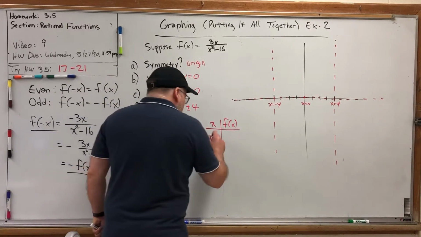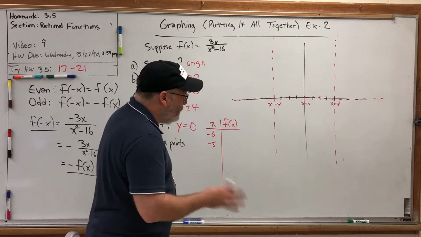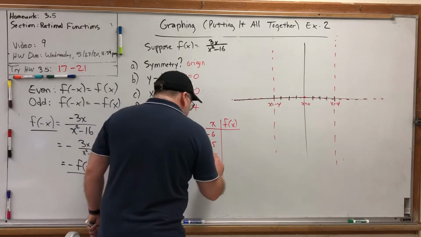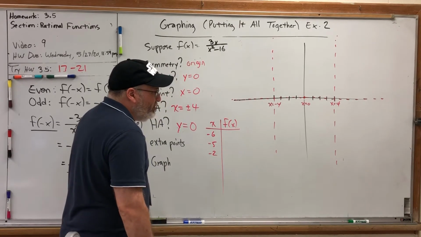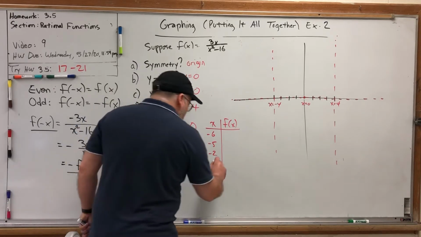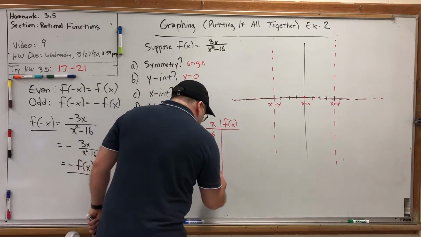So let's go to -6 and -5. Let's pick one point between -4 and 0. How about -2? And let's pick another point between 0 and 4. How about 2? And let's pick a couple of points to the right of 4: 5 and 6.